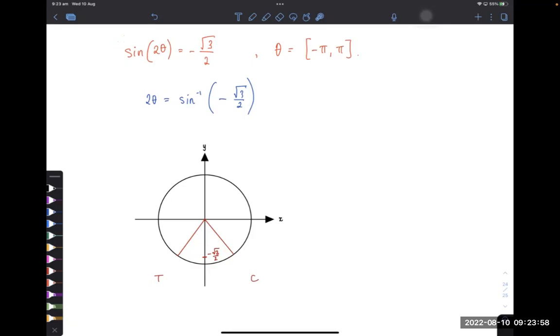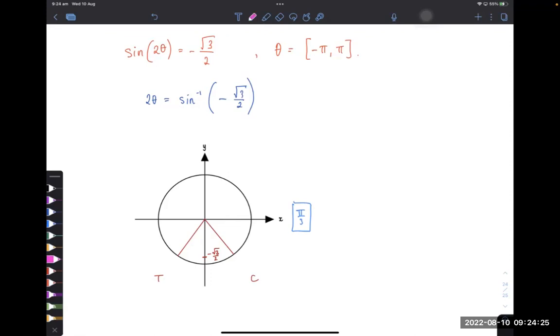What angle do you reckon it is? Do you reckon it's pi on 4? We've got base angle first. So which one's the base angle? 0, pi on 6, pi on 4, pi on 3, pi on 2, yeah? Pi on 3.